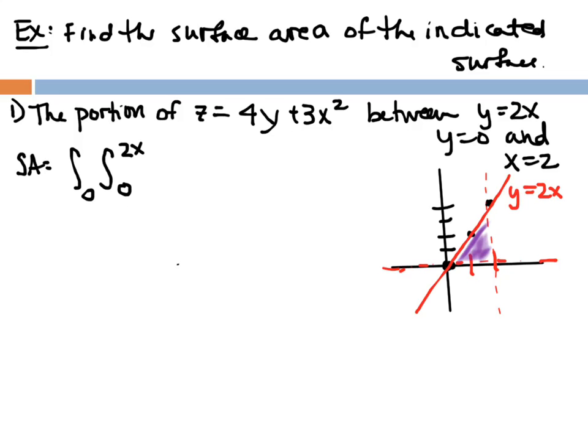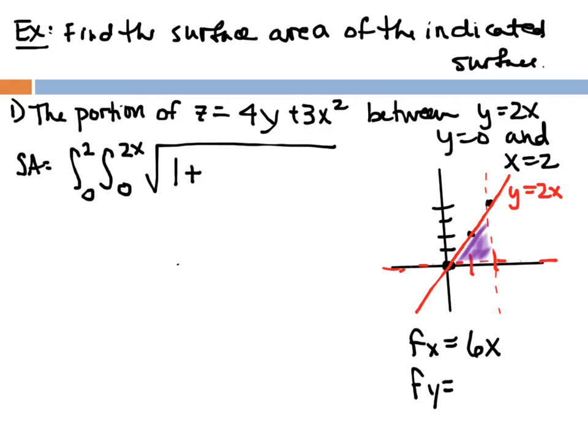and the x value is going from 0 to 2. I need the square root of 1 plus, and what I need next is f sub x and f sub y. Well, I haven't actually found those, but they're very clean for this function. What is f sub x? 6x. And even better, what is f sub y? It's what? 4. Okay, good. So I have 6x squared plus 4 squared, and then I did dy first and then dx second.